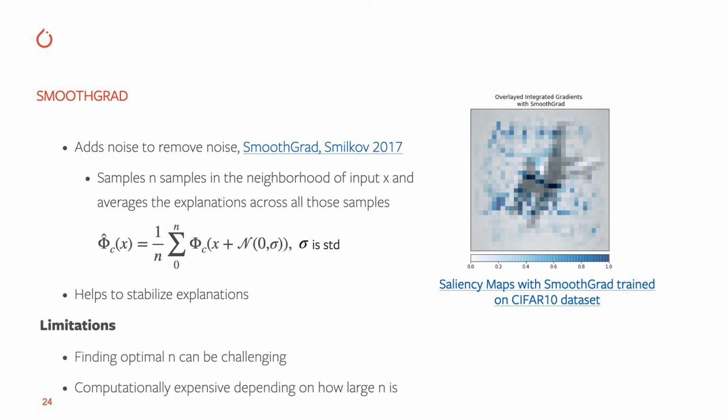SmoothGrad also has some limitations. Finding an optimal number of samples can be challenging. Also, it can be computationally more expensive if the number of samples that we sample in the neighborhood of input x is large.